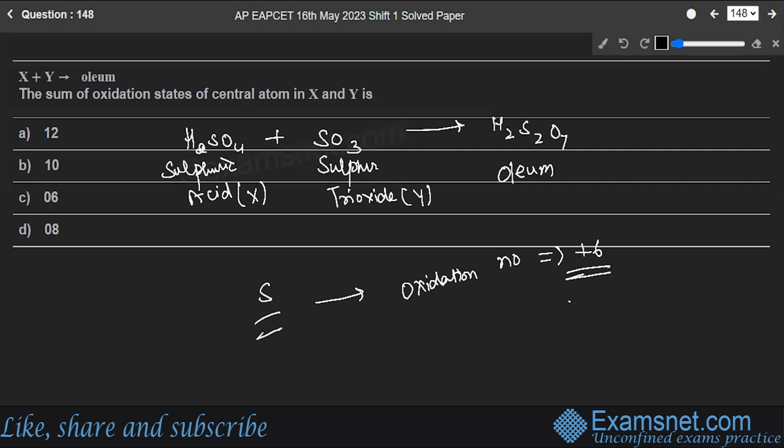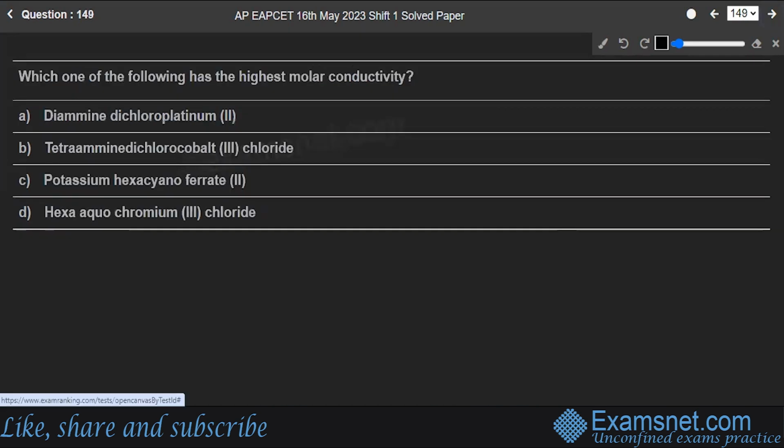In both sulfuric acid and sulfur trioxide, the sum of oxidation state of the central atom in X and Y, this is 6 plus 6, is equal to 12. So you have the first option as the right answer. Hope you understood. Next is question number 149.